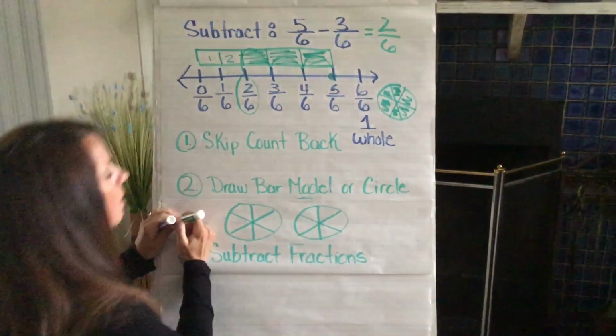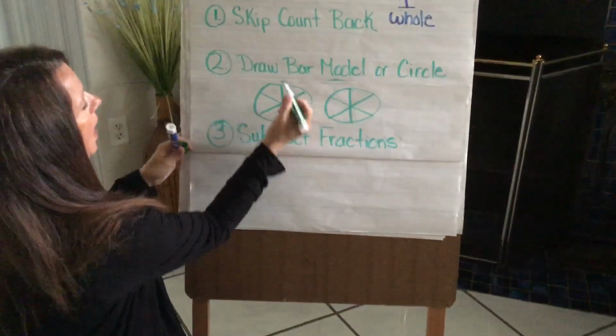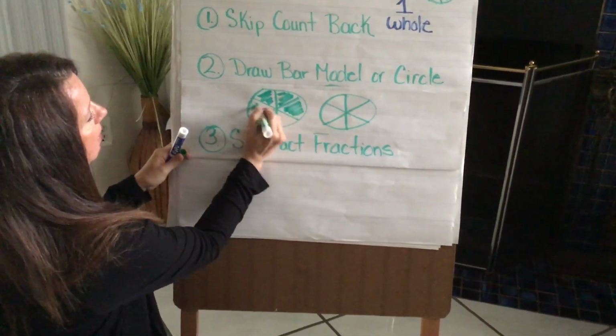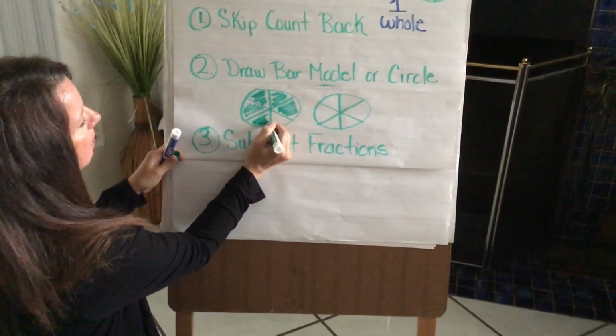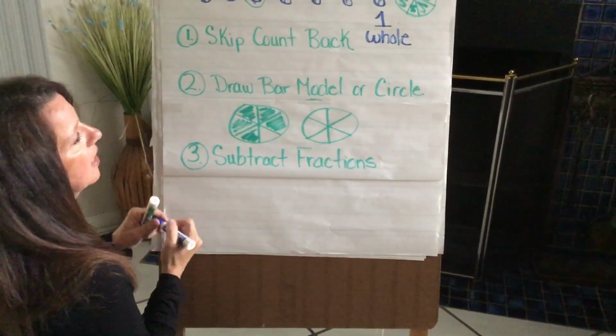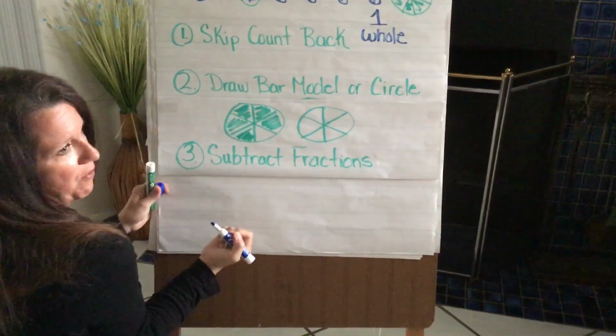So here, I have 5/6 shaded. Not really sure why I drew an extra one there. I don't know what I was thinking. I think I was still thinking of working in fours.